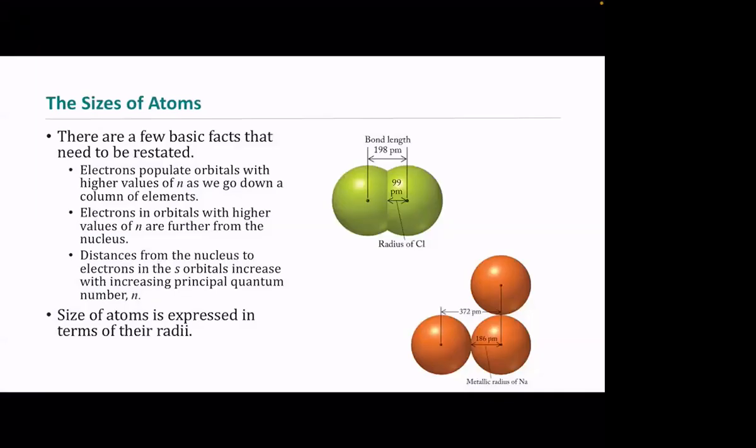Sizes of atoms. Now, what do you think? Do the atoms get larger or smaller as you move down the periodic table? Larger. You're adding energy levels, right? That's not rocket science. Okay. However, how about as I go left to right? Smaller? Why?